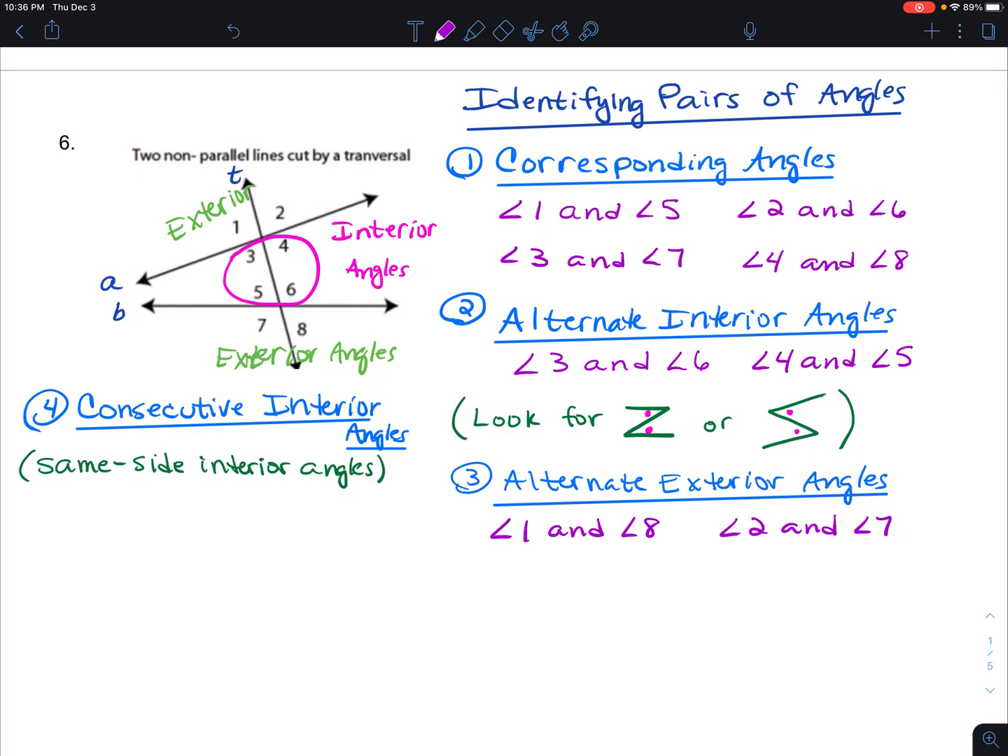Now I say same side interior angles, it kind of makes more sense because we're looking at interior angles on the same side of the transversal. So that means angle 3 and angle 5. They are interior angles and they're on the same side of the transversal. Also, angle 4 and angle 6, same side.